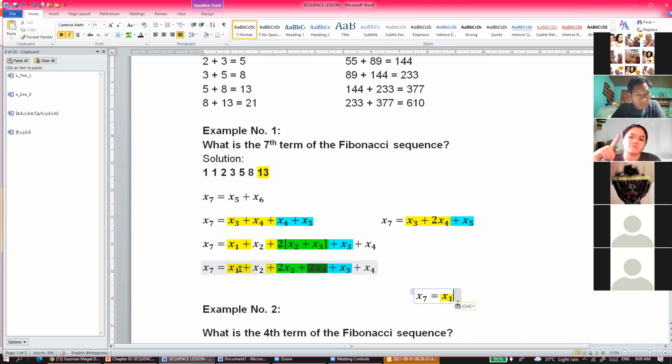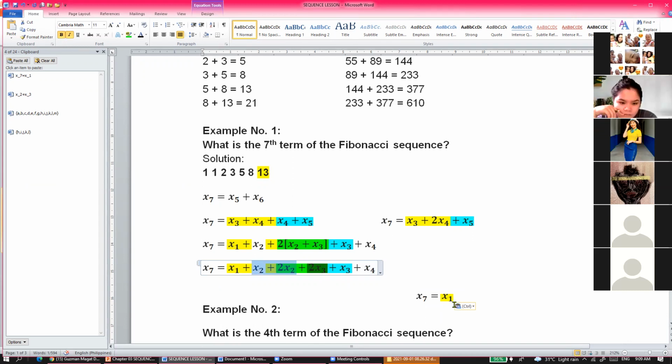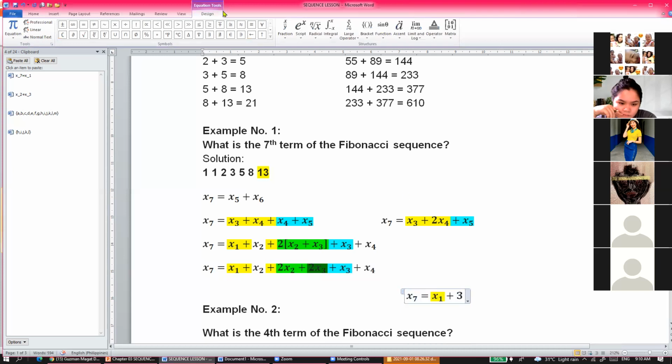May isa lang. So, plus, ilan ba yung x sub 2? Dalawa po. Dalawa lang? Tatlo po. So, 3. So, plus 3, x sub 2. So, I'll type x sub 2 here. Yan. Plus, ilan ba yung x sub 3? Tatlo rin po. Tatlo din. So 3. Then I'll type x sub 3.